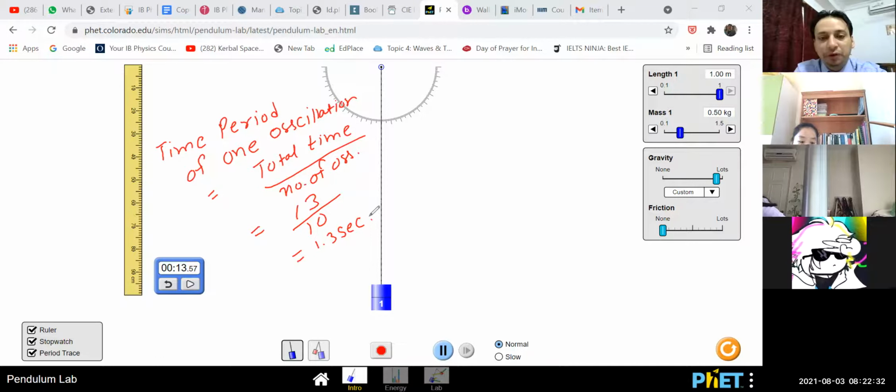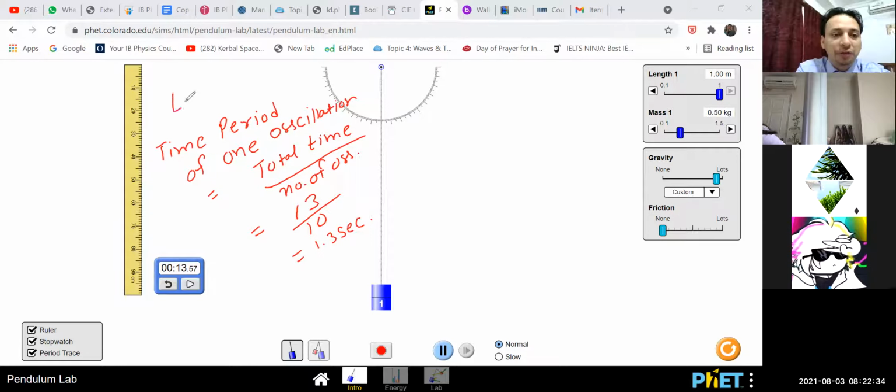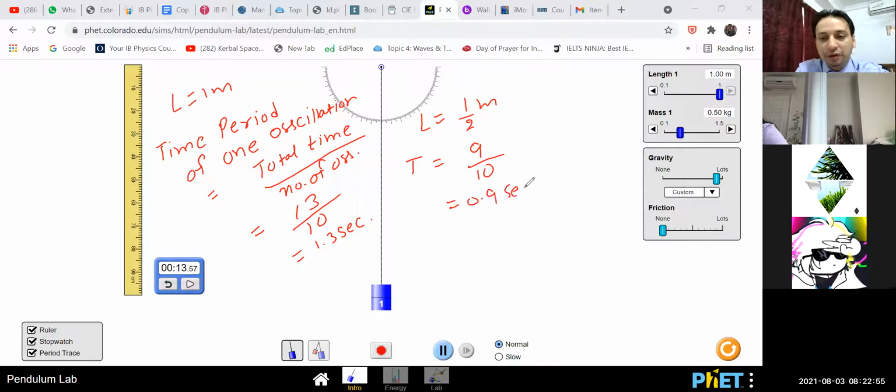Similarly, this is in the case of when L equals 1 meter. In the case of when the length was ½ meter, it is 0.5 meter long, the time period capital T is equal to the total time. I will take that as around 9 seconds, students. 9 divided by 10, as the number of oscillations is 10. So this is 0.9 seconds.